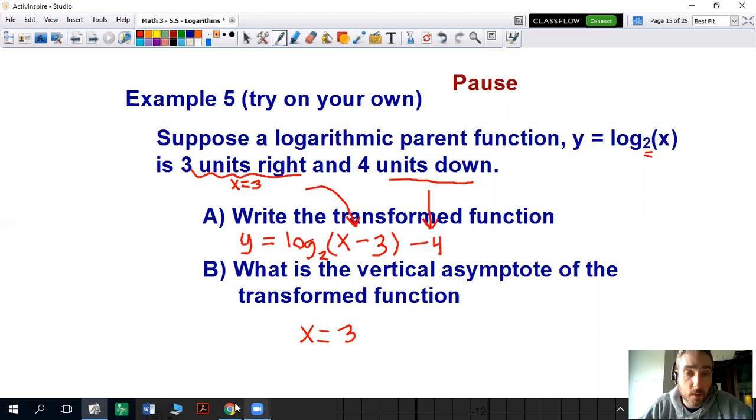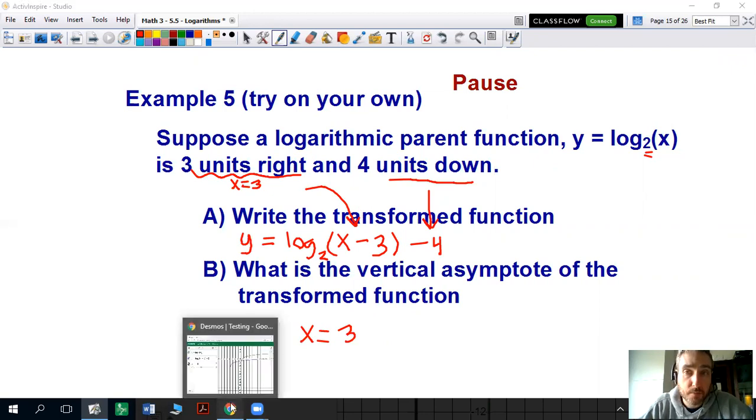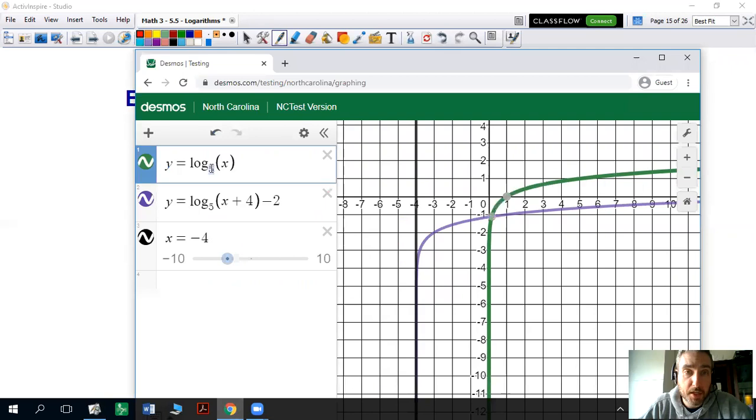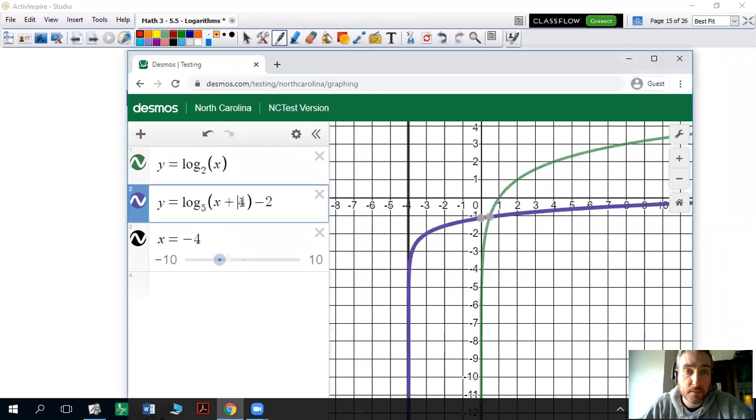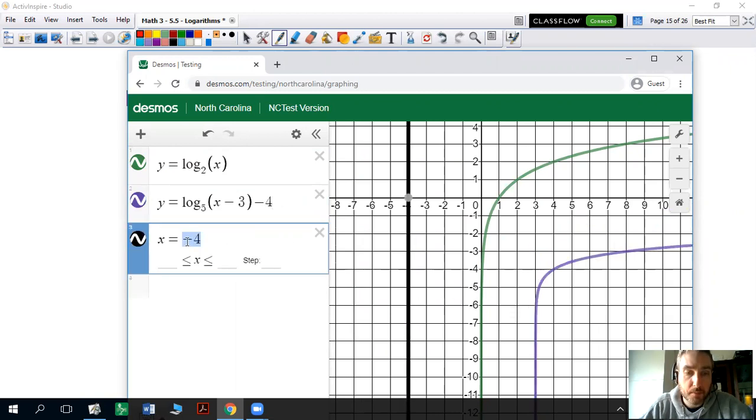So we'll go ahead and just check that one more time. Let me change this to a 2. And we want it to be -3 in the parentheses and -4 on the outside. So -3 and -4. And we're going to change this to 3.